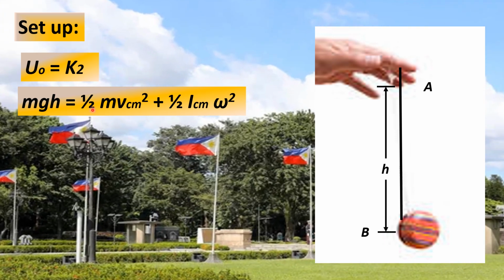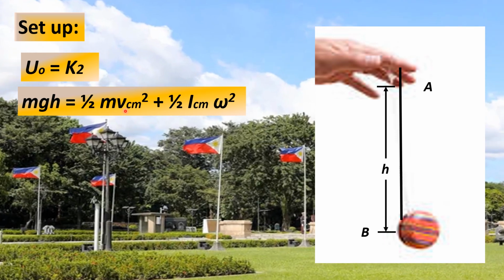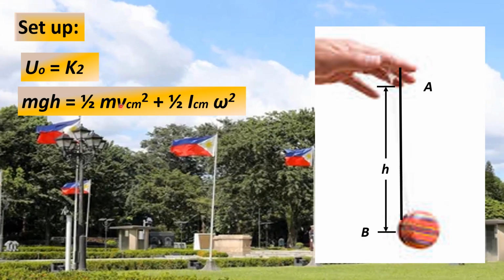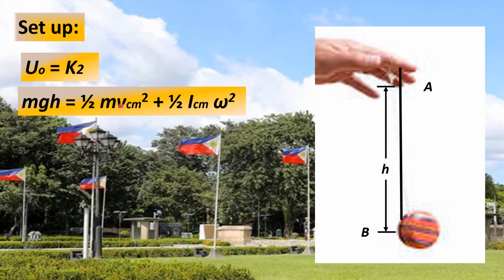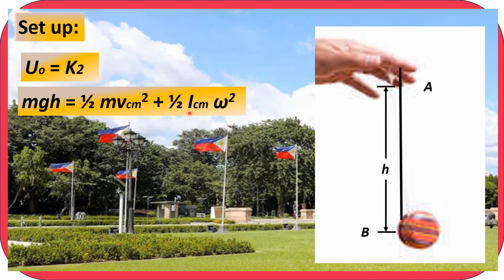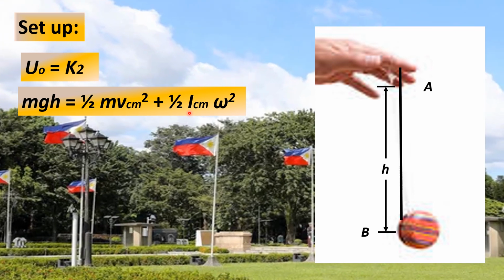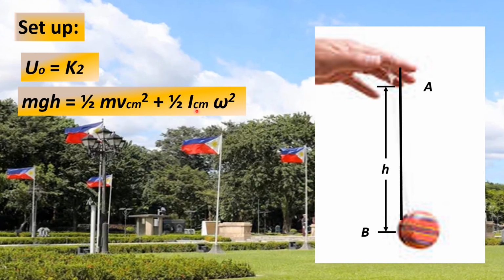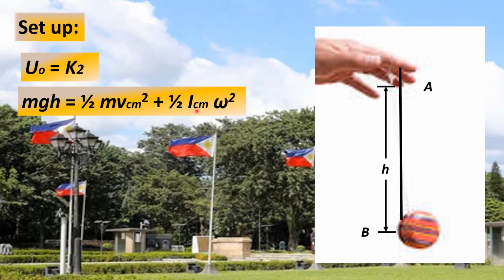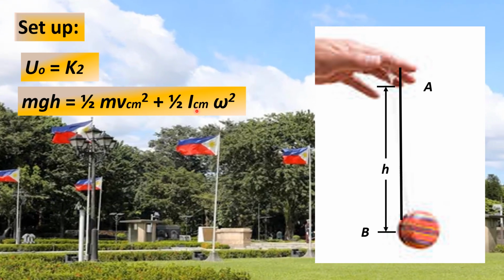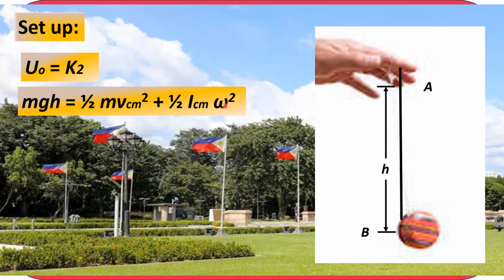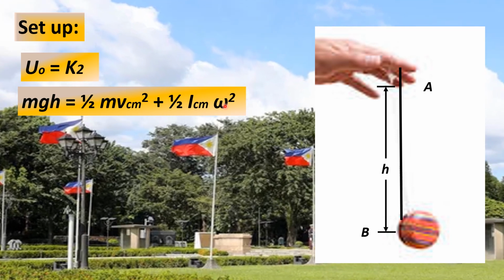its translational kinetic energy, 1/2 mv squared, where v is the speed of the center of mass of the yo-yo, plus its rotational kinetic energy, expressed as 1/2 times the moment of inertia of the yo-yo, which is a solid cylinder, times the square of its angular speed, omega.